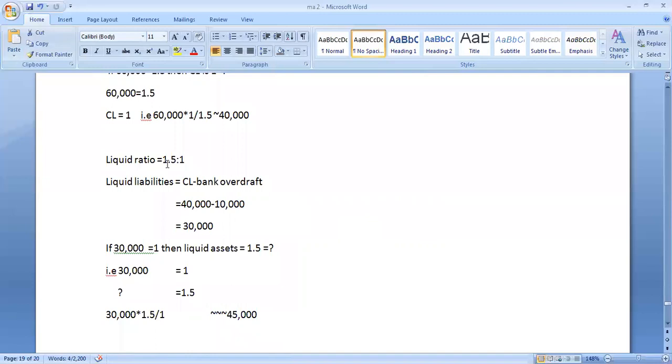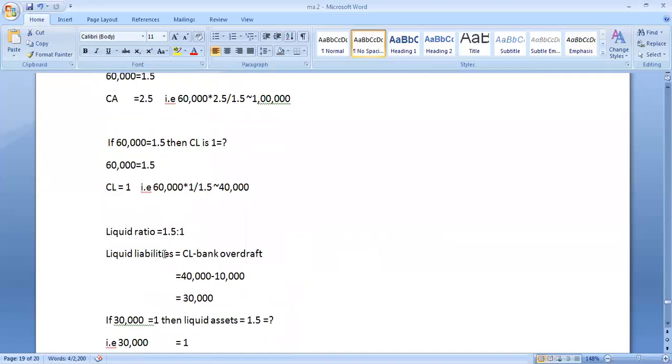So the liquid ratio is 1.5 is to 1. Find out the liquid liability first. Why do you need the liquid liability? You have already computed the current liability here, so take that into consideration. The current liability is 40,000. What is the liquid liability?